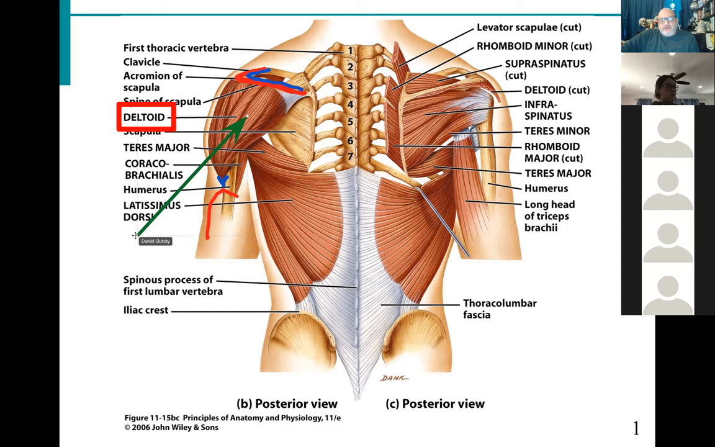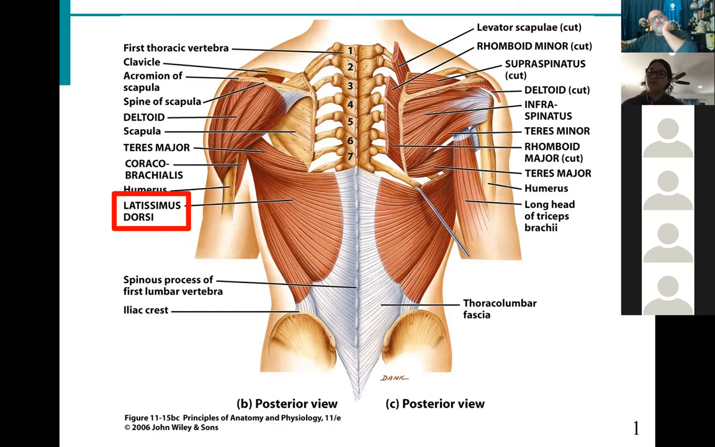Questions on that? All righty, excellent. So that is the deltoid muscle. Let's look at the next muscle. The latissimus. Oh, yes. Sorry.